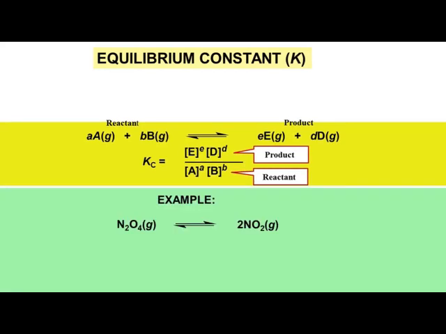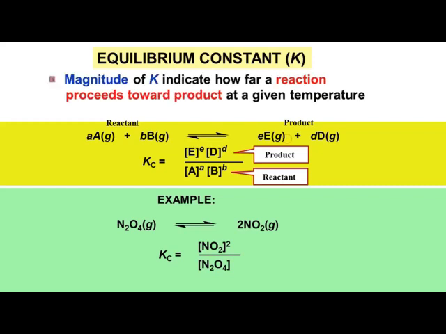Another example is dinitrogen tetroxide dissociating to form nitrogen dioxide. The equilibrium constant expression can be written as Kc equals the concentration of nitrogen dioxide raised to the power of 2, as the coefficient in the balanced equation for nitrogen dioxide is 2, over the concentration of dinitrogen tetroxide. The magnitude of K indicates how far a reaction proceeds towards product at a given temperature.